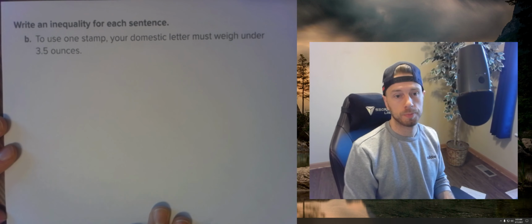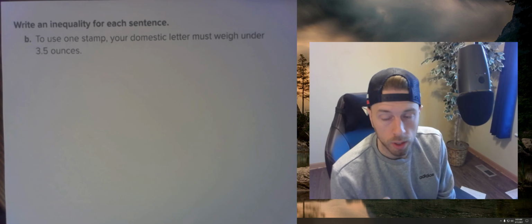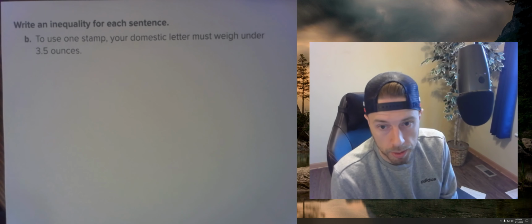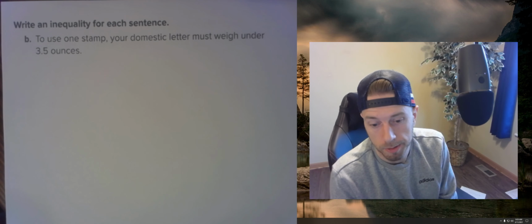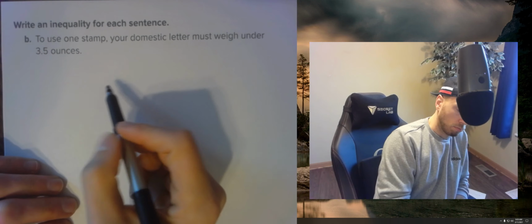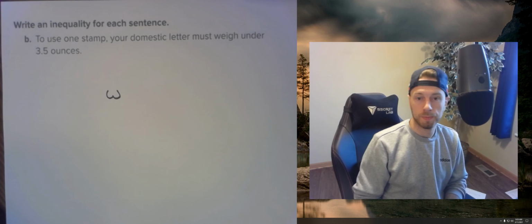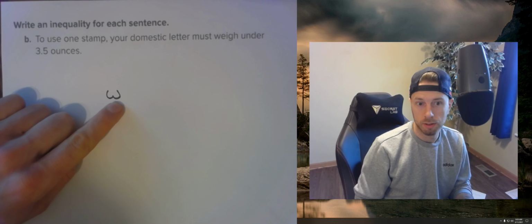Here's another one. Write an inequality for this sentence. To use one stamp, your domestic letter must weigh under 3.5 ounces. It has to weigh underneath that. So we need the weight of the letter. Let's use W. And that must be under 3.5 ounces.